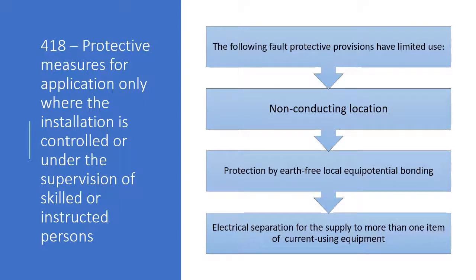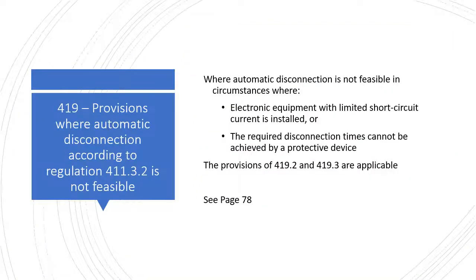418, protective measures for application only where the installation is controlled under supervision of a skilled or instructed person. There is a little bit of a relaxation of the requirements here because a skilled or instructed person is presumed to be able to perceive the risks that they are presented with. So we can have the use of a non-conducting location or protection by an earth-free local equipotential bond or electrical separation for more than one item of current-using equipment. But remember, that's only when it's in the control of a supervised or skilled person. And where automatic disconnection is not feasible, we can use such as electronic equipment with a short circuit current installed.